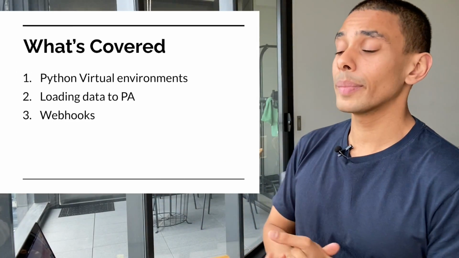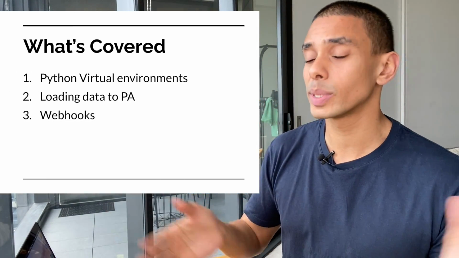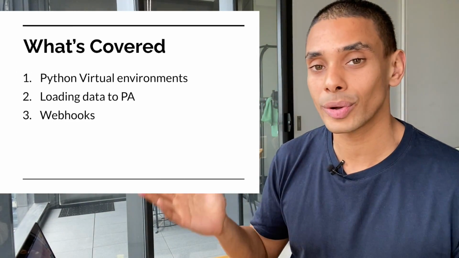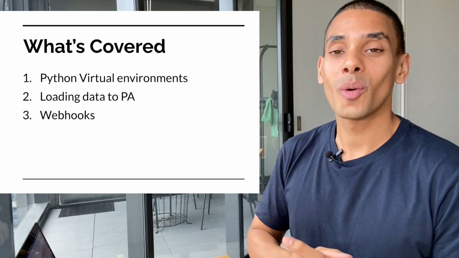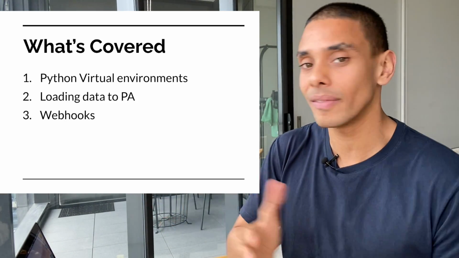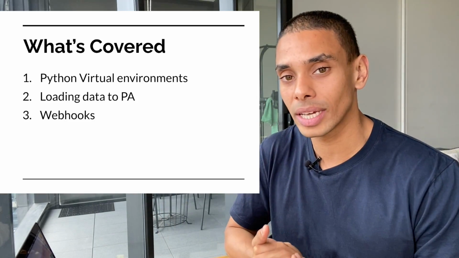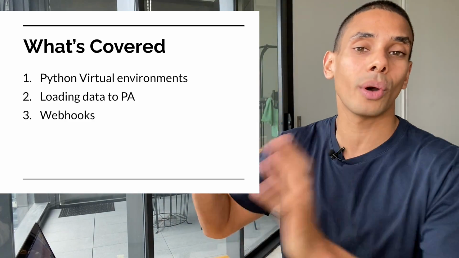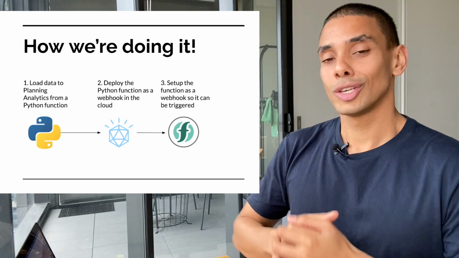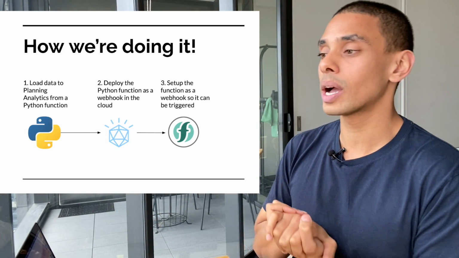So in this video, we're going to be covering a bunch of stuff, but specifically we're going to be focusing on how to create virtual environments with Python. We're then going to take a look at how you can write a serverless function to push data into Planning Analytics. And then last but not least, we're actually going to use this as a webhook and deploy it using IBM Cloud Functions.